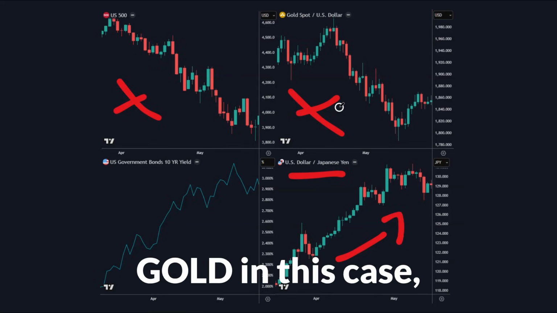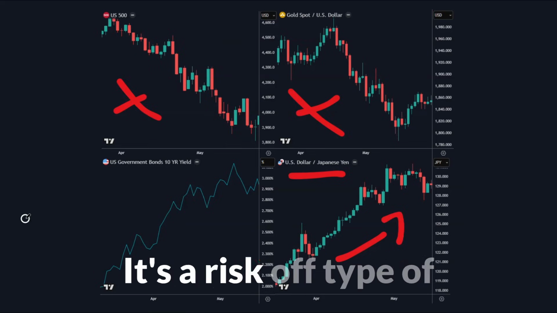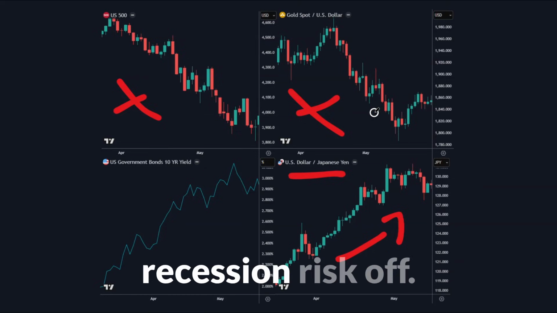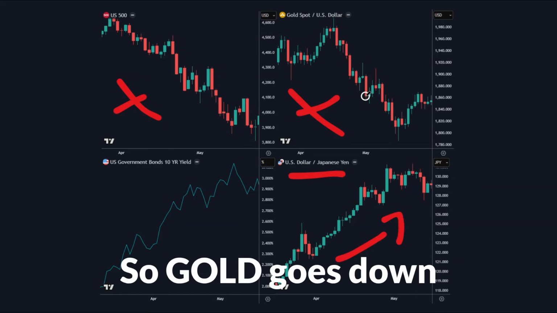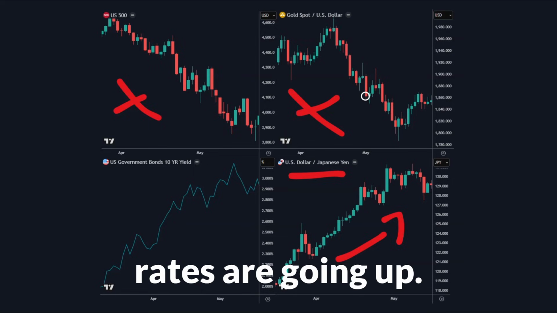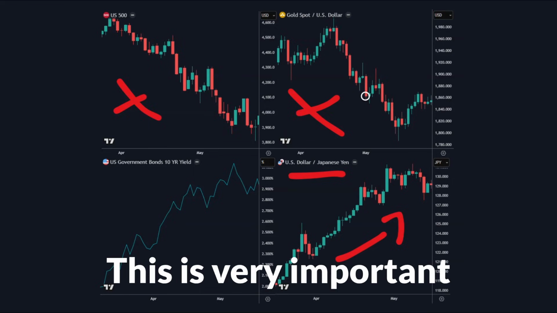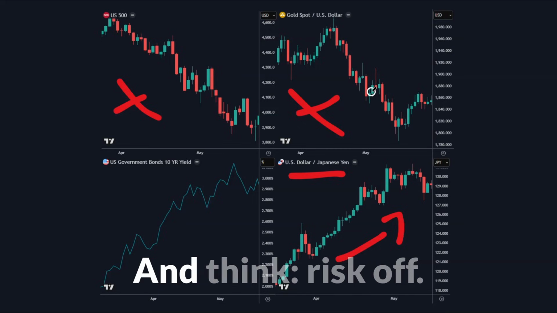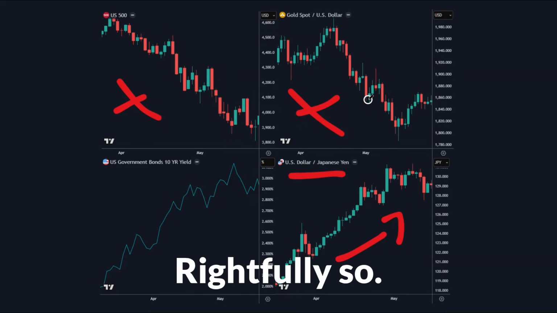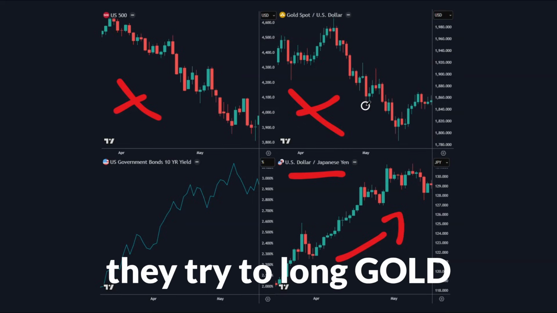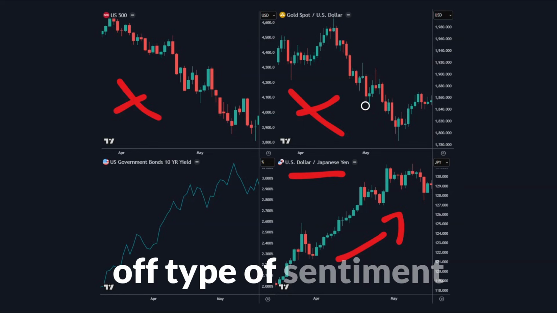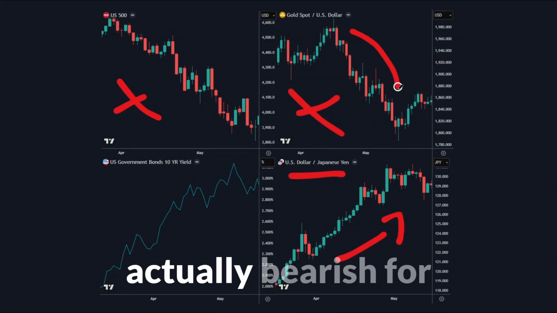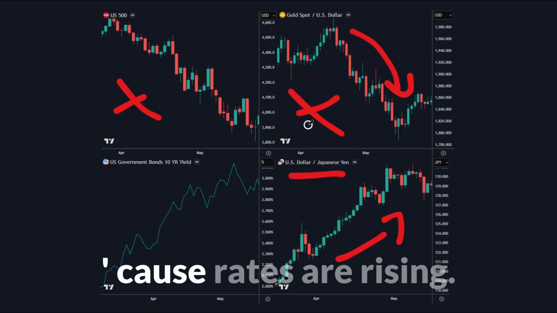Gold, in this case, yes, it's risk off. It's a risk off type of sentiment, but it's not a geopolitical risk off. It's not a recession risk off. So gold goes down because the interest rates are going up. Understand what I'm saying? This is very important to understand because most traders will see equities falling and think risk off. Rightfully so. They're right. But they try to long gold into a hawkish risk off type of sentiment without realizing that it's the type of sentiment that is actually bearish for the precious metal because rates are rising.